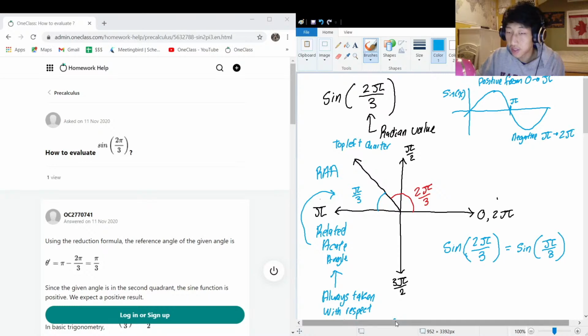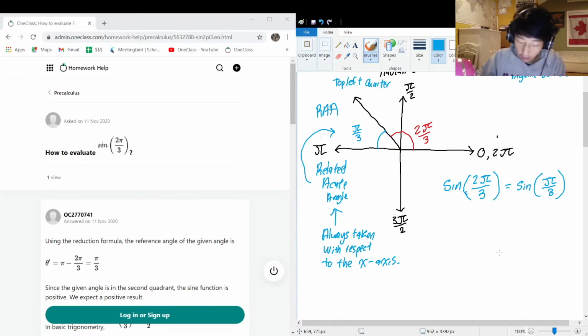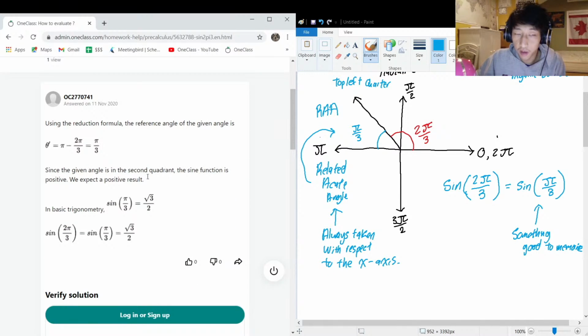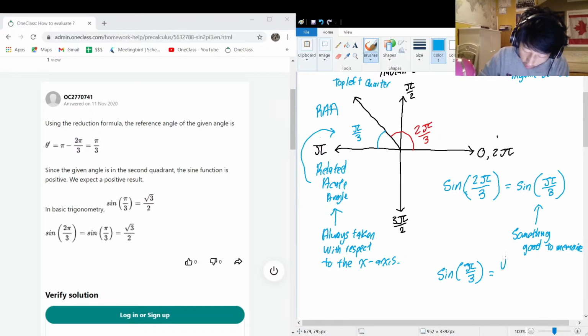This is one of those things that we should definitely know, sine of pi over 3. Something good to memorize, because I believe it's root 3 over 2. Exactly. This is just one of our basic trigonometry things that we need to memorize. So sine of pi over 3 is equal to the square root of 3 divided by 2. And that is precisely what the answer is.